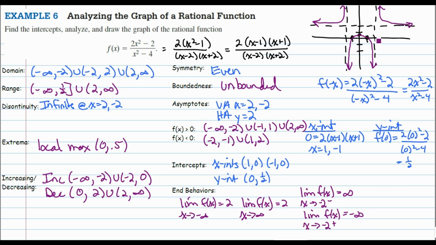And the last two end behaviors are associated with this vertical asymptote. The limit, as x approaches +2 from the right, the y values go up to positive infinity. But as we approach the x value +2 from the left, the y values go down to negative infinity.